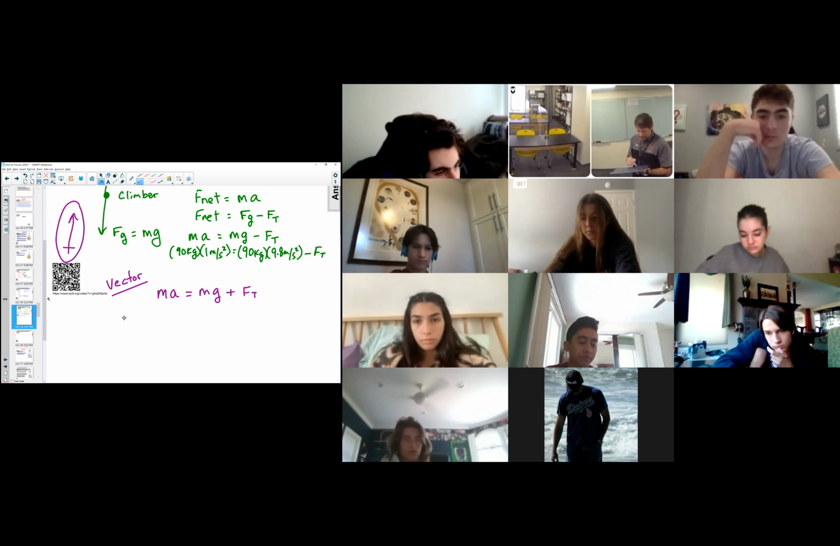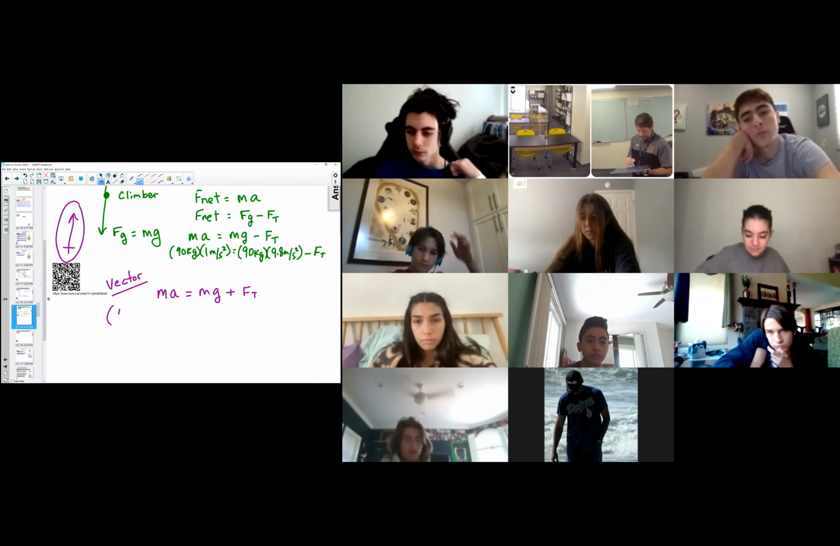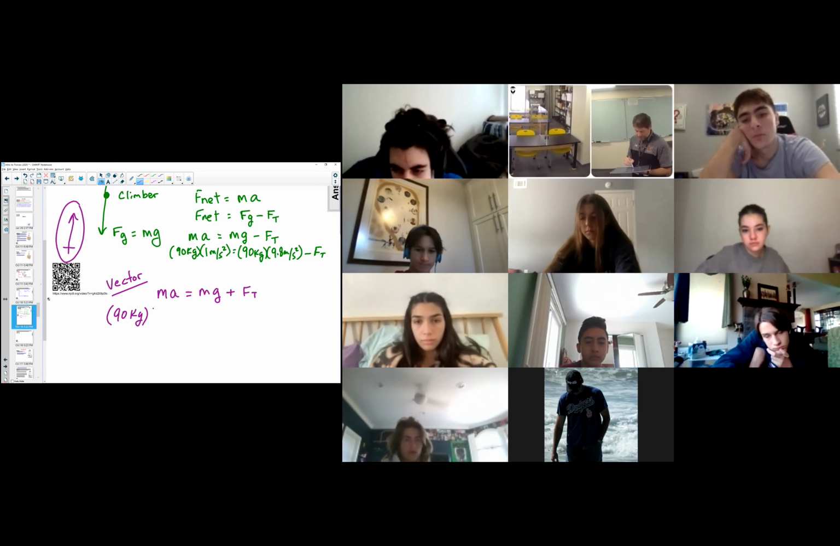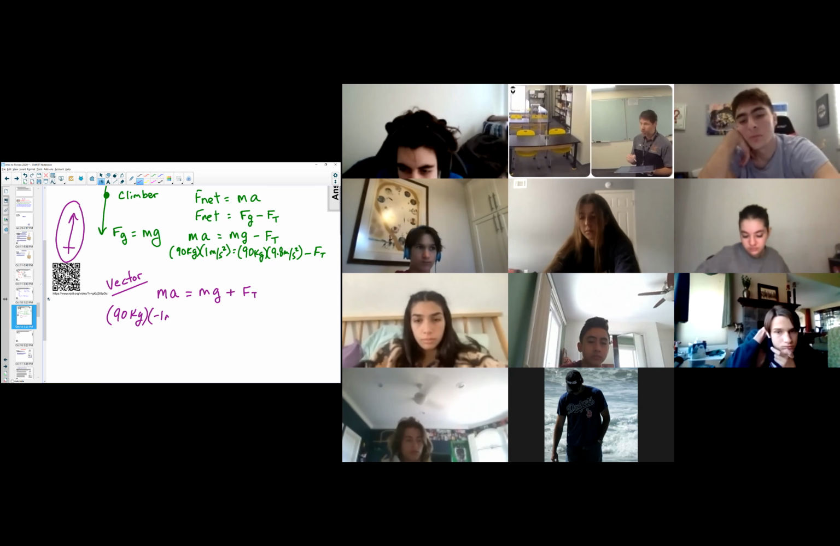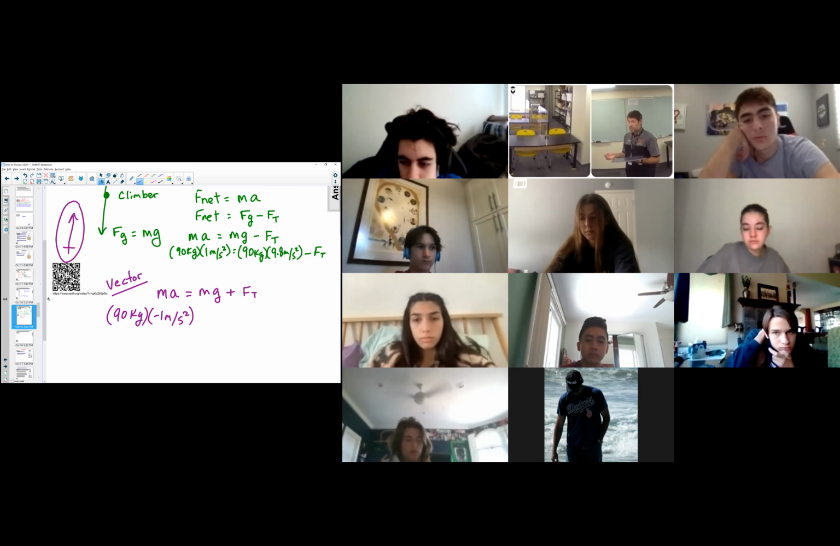Now when we plug these in, mass is a scalar, so still just 90 kilograms. There is no plus or minus on a scalar because they're not directional. But the acceleration should be negative 1 meter per second squared because it told us the acceleration was downward, and Rocky said we're going to solve this one with down being negative. Now, if she had chosen the other way, we could still solve the problem. We would just make this positive.